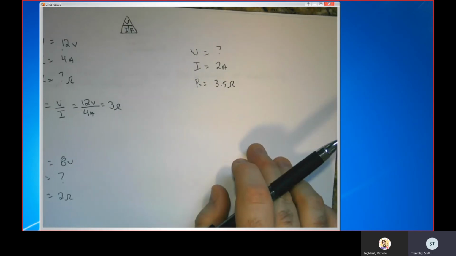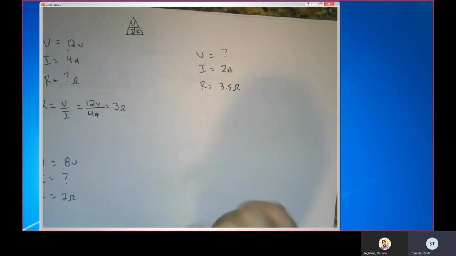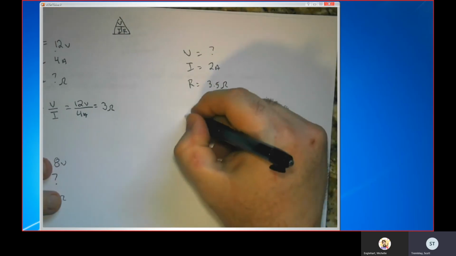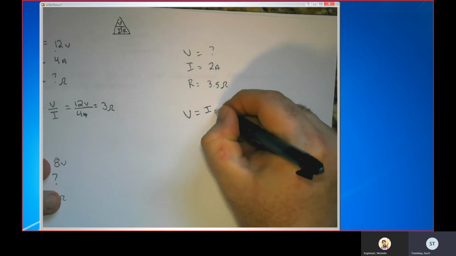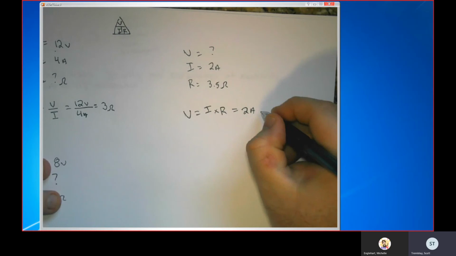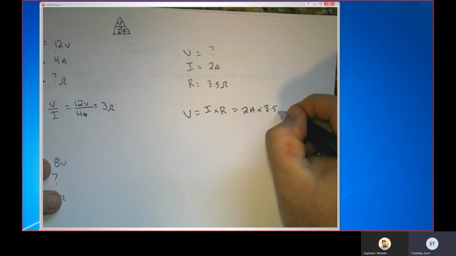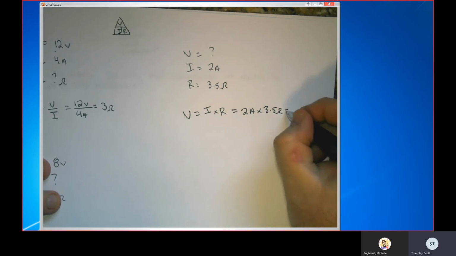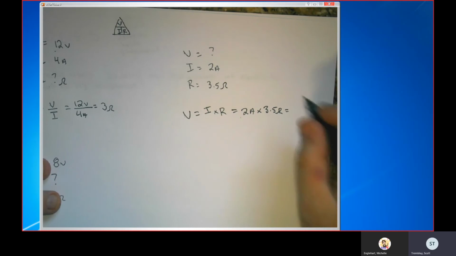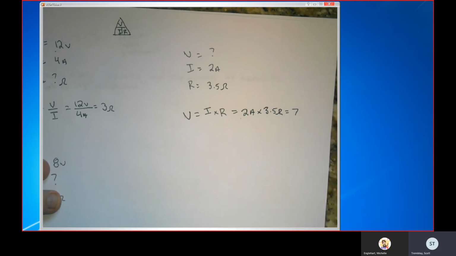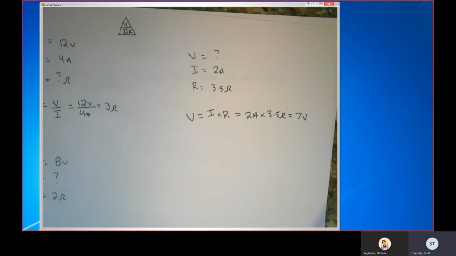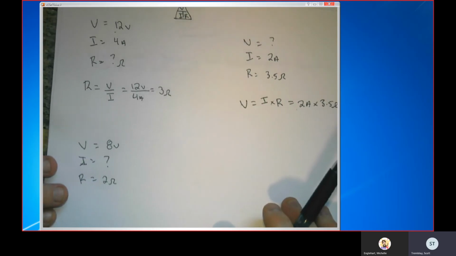Okay, to get volts, same thing. We put our little finger over volts. I times R. So V is equal to I times R, which is equal to 2 amps times 3.5 ohms, which gives us 2 times 3.5 is 7 volts, because that's the unit for volts, right? Okay. There we go. And let's look at the last one.